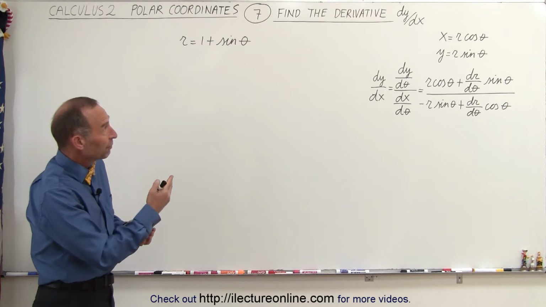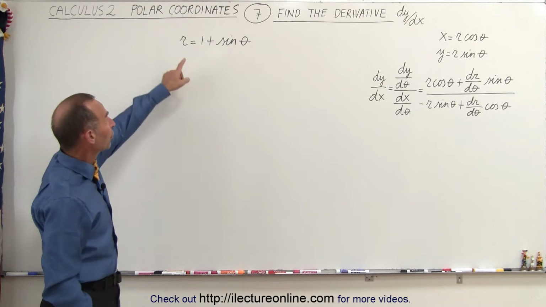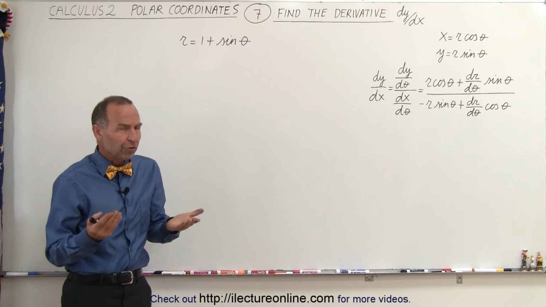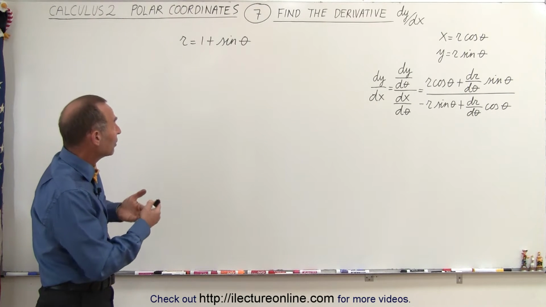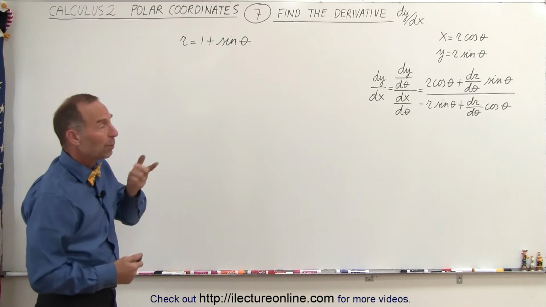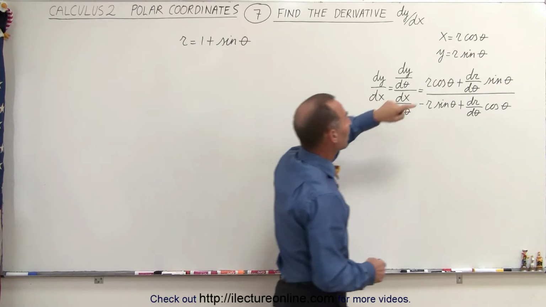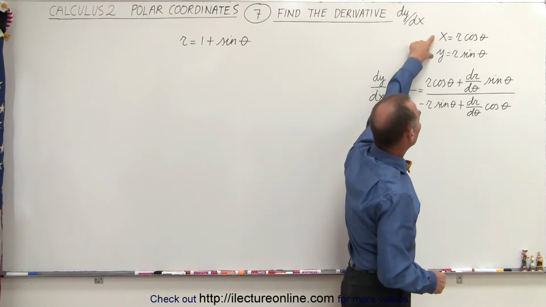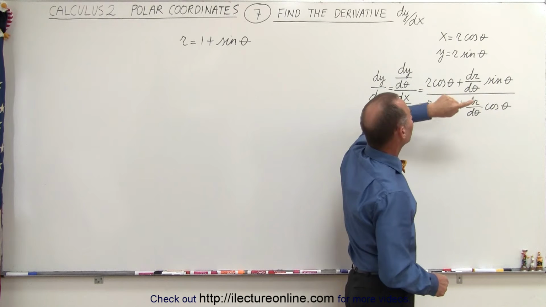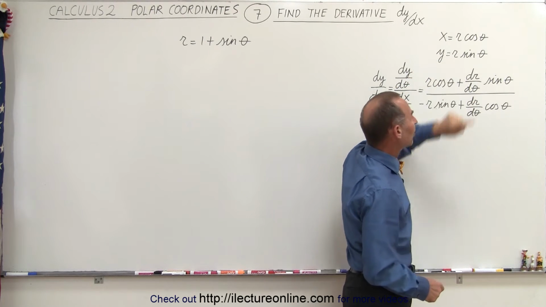So now let's try a real example. We're trying to find the derivative dy dx of the polar function r equals 1 plus the sine of theta. Well, first you may say, how do we even find the dy dx when there's no y and x in the equation? But then we remember that we have a relationship between the Cartesian coordinate system and the polar coordinate system, where x is defined as r cosine theta and y is defined as r sine theta.